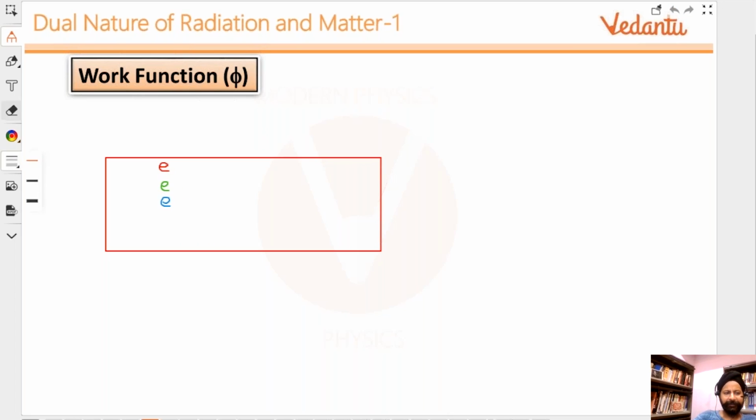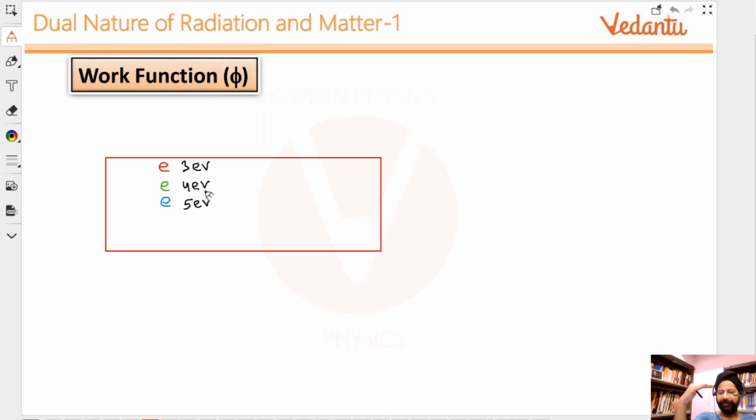So then let's say red needs, I'm just taking some numbers here. Let's say it needs 3 electron volts of energy. If I give 3 electron volts of energy, it is going to become free. Let's say green needs 4 electron volts of energy. And let's say this needs 5 electron volts of energy. Now, what is the minimum energy that I need to make photoelectric effect happen here? It's 3 electron volts.